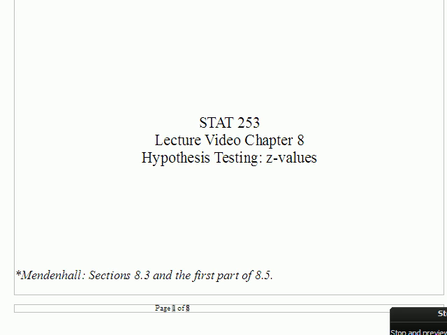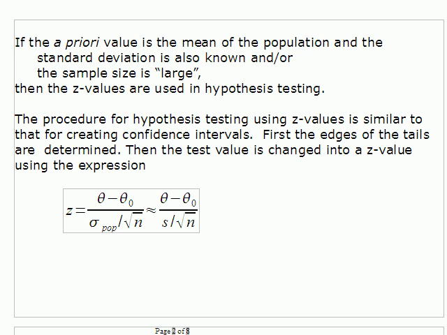In this lecture, I'll discuss hypothesis testing for cases in which the normal distribution can be used. We can use this normal distribution if certain conditions are met. We're going to assume that the a priori value is the mean of a certain population, and that the data that determined this mean, we also from that data know the standard deviation. Or the sample size is large. So what are we talking about here?